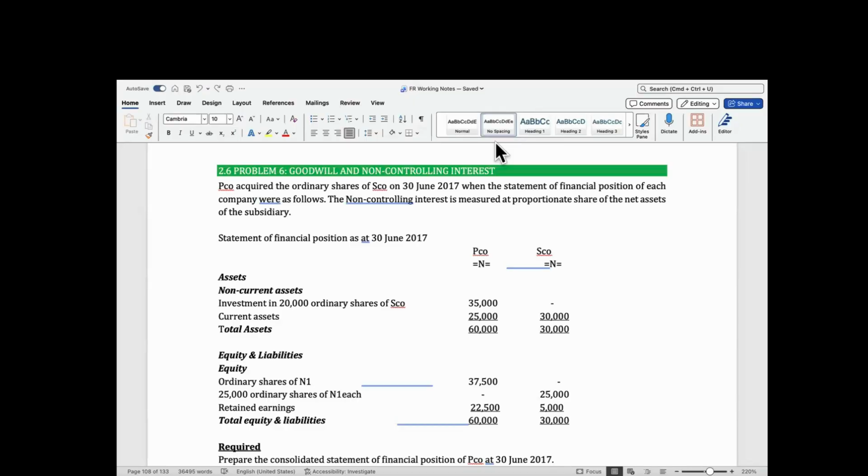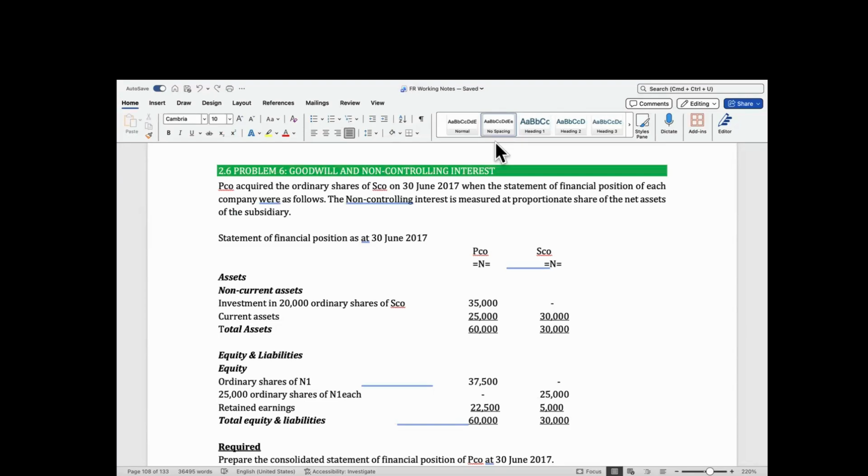So when you are doing the cancellation, ensure that the equity you cancel out against the investment in the books of the parent are those equity that relate to that investment, those equity that were existing at the date of acquisition, those equity that the parent actually paid for, which is the equity at the date of acquisition. So basically, that's what we are going to cancel out for the most part.